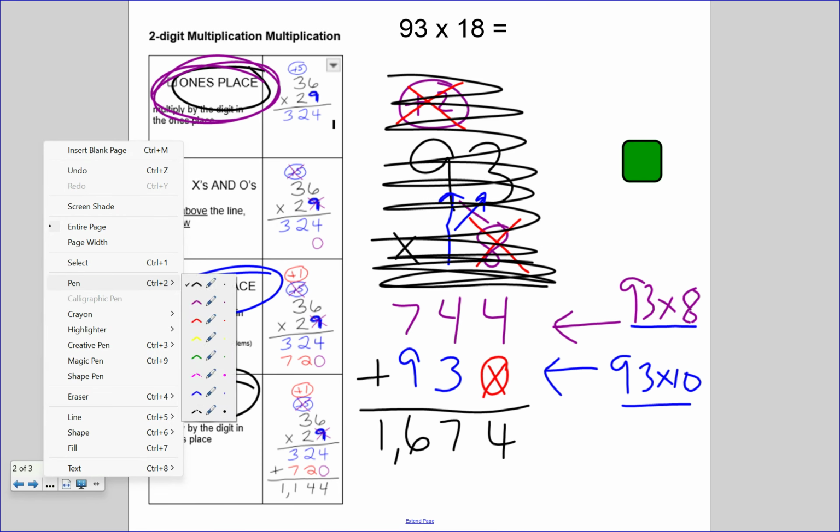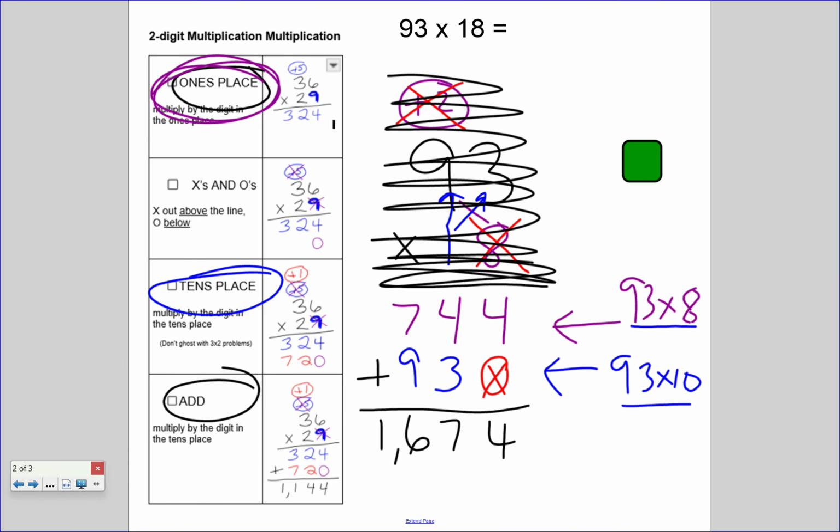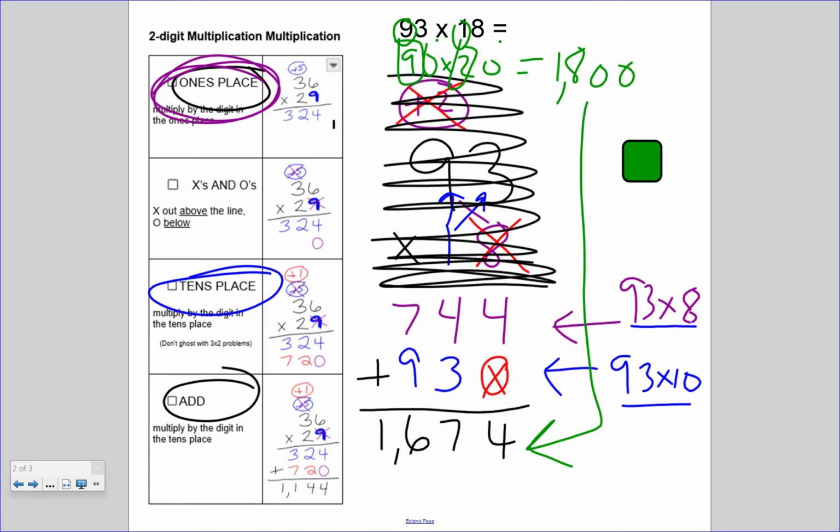If I take a quick trip to the spot, and again, that front end estimation is so fast. 93 is about 90. 18, that's about 20. Quick box and dot, 9 times 2 is 18 with 2 zeros at the end. I can definitely see I don't have any big Bob mistakes. This is looking pretty good.